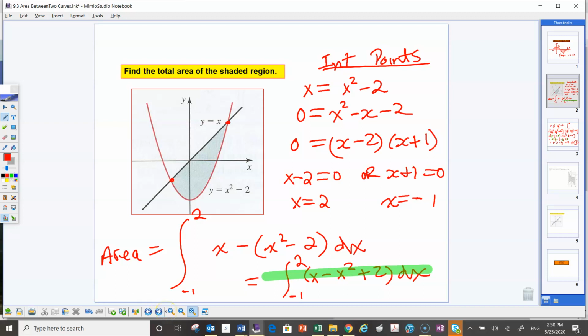So again, to review, we need to find the intersection points of the two curves, and then we look to see which curve is on top, and that's the function I put first, and then I minus the lower function in my integrand, and then I simplify it, and then do my process of definite integration.